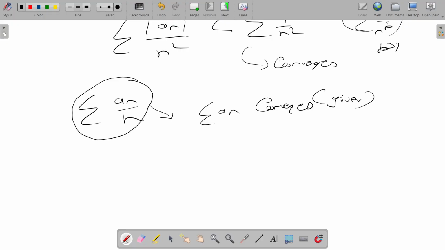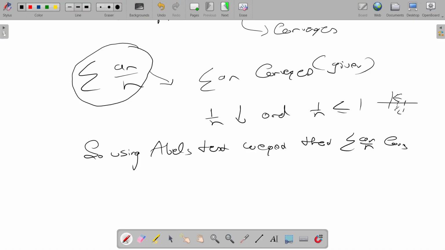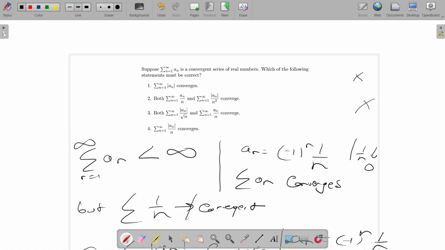And now we know that 1 by n is monotonically decreasing, and this is bounded by 1, because of course this is 1, 1 by 2, and so on. So this is bounded by 1, so we can use Abel's test. Using Abel's test, we get that summation of a_n by n converges. So our option 2 is correct.